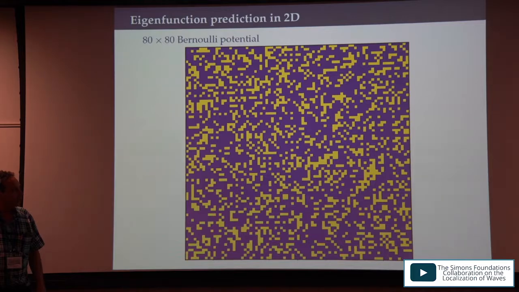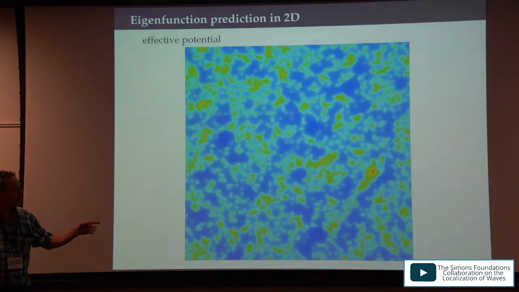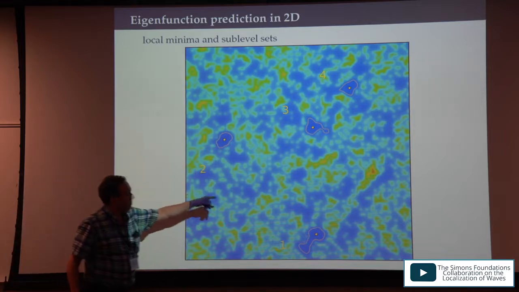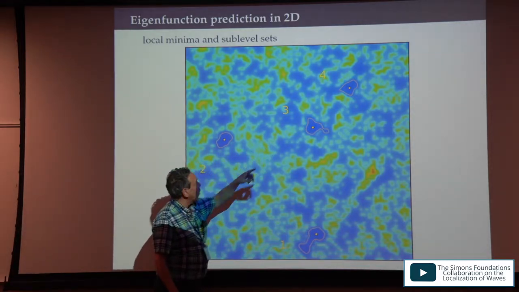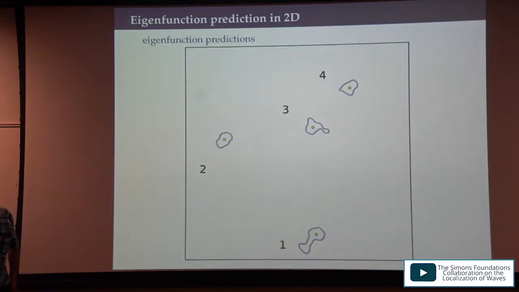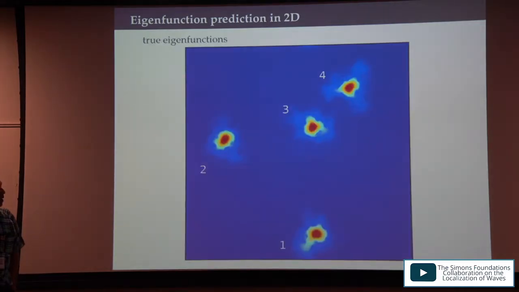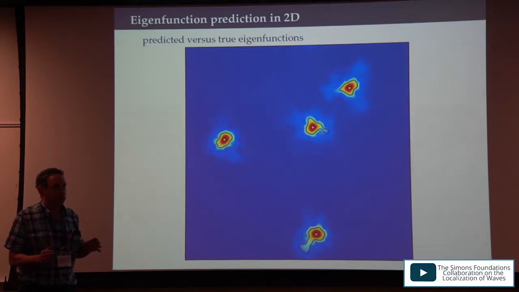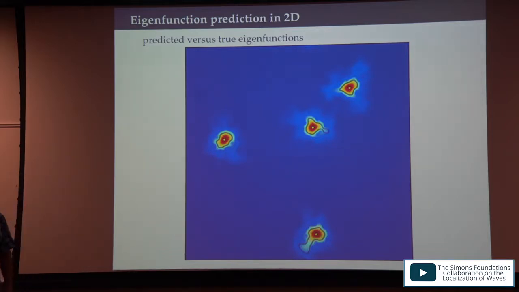And I think Svetlana or somebody showed, well, this was the Bernoulli potential that percolates. You do the same thing. You compute the effective potential. You look for the wells there, the 4 deepest local minima, 1, 2, 3, 4, and the sub-level sets associated with them, which leads us to that prediction. Here are the true eigenvalues superimposed, and now I put them together, and you see you get a lot of information. So the only thing we haven't gotten here is the real shape of the eigenfunction. I'll get to that a little bit later.